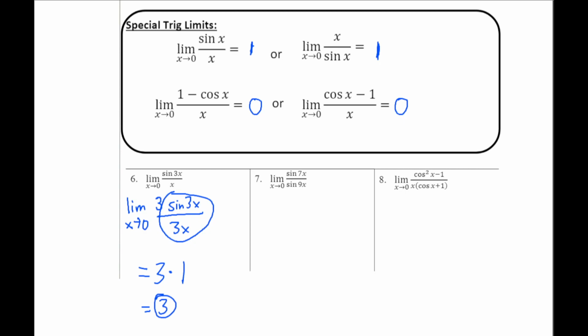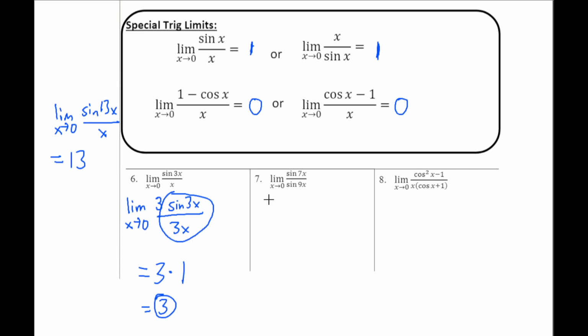Before we move on, if you notice, there's a little trick here. If you have sine of 3x over x, a shortcut would be that the answer is just the 3 there. Similarly, if you had the limit as x approaches 0 of sine of 13x over x, it's just going to be equal to 13. So once you know that, it can help you out with this limit problem here.